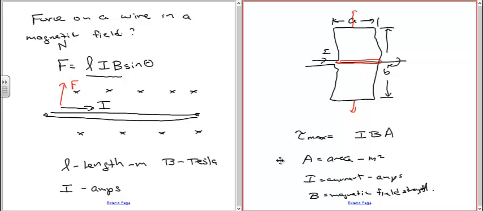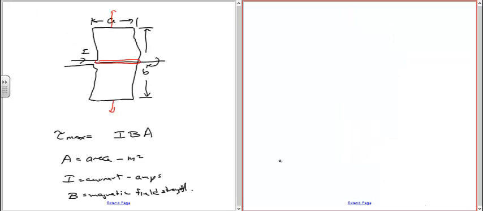Now in a motor, what we do is we have a split ring at the end. So what happens halfway through the rotation is the current changes direction, and that will keep the thing moving around in a circle. Now there's also the force between two wires, which is an interesting thing, but there's not a whole lot of practical use for that, except maybe for defining the current.